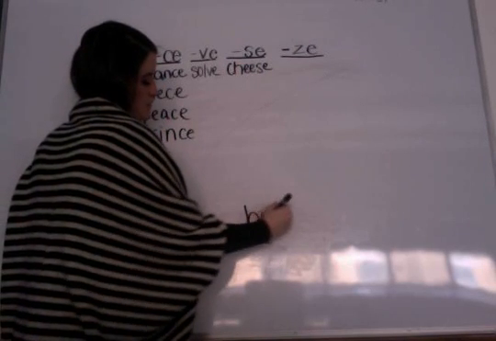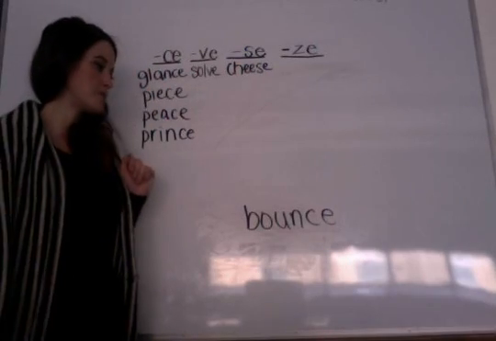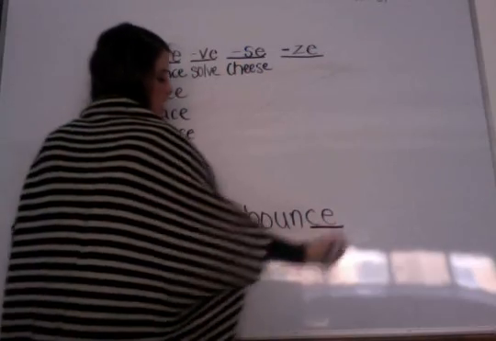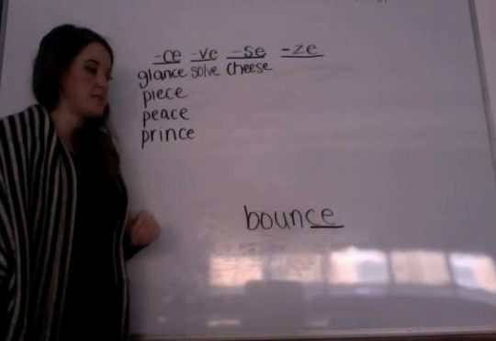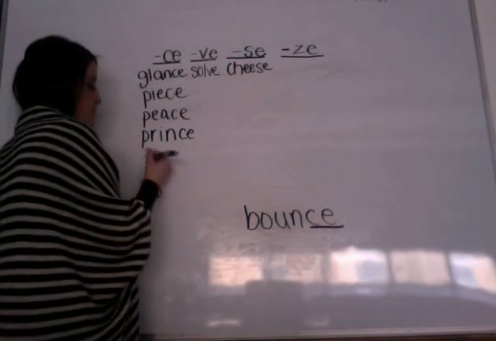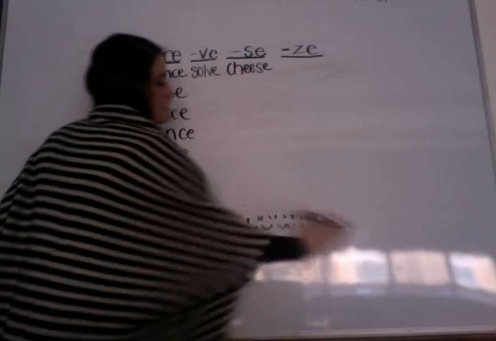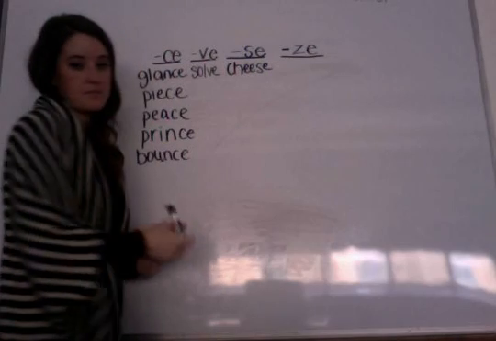Our next word is the word bounce. I bounce on the trampoline. I look for the ending part of my word. I see CE and I hear the S sound. So bounce is going to go under column 1. Let's say and write it together. Bounce.